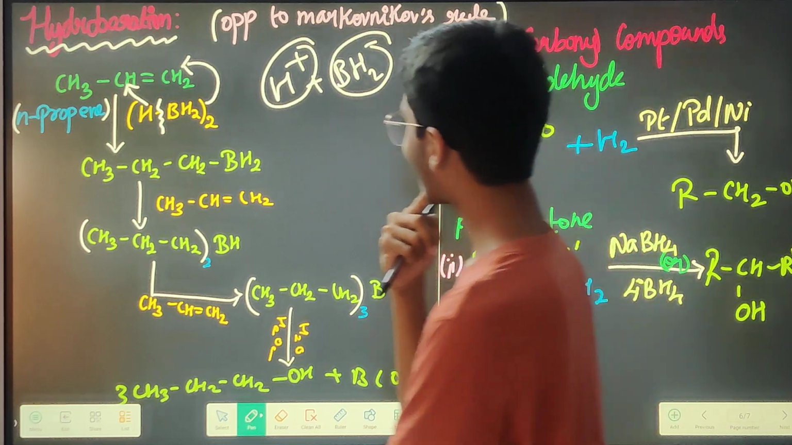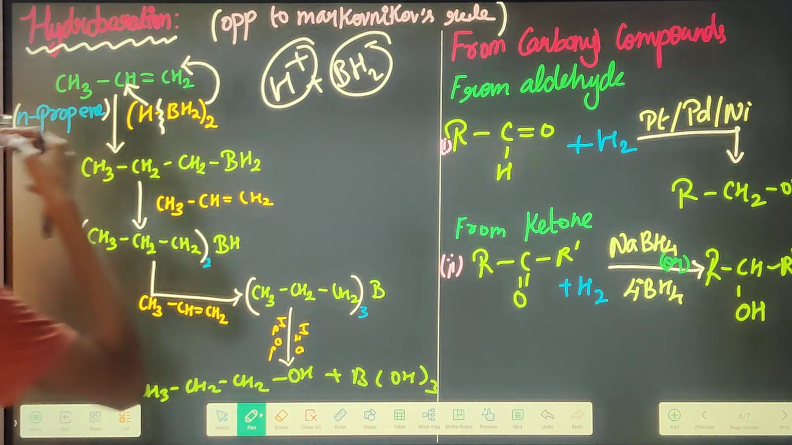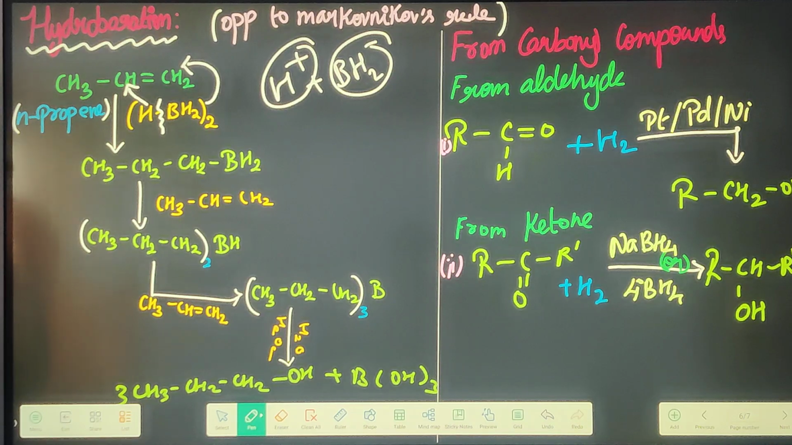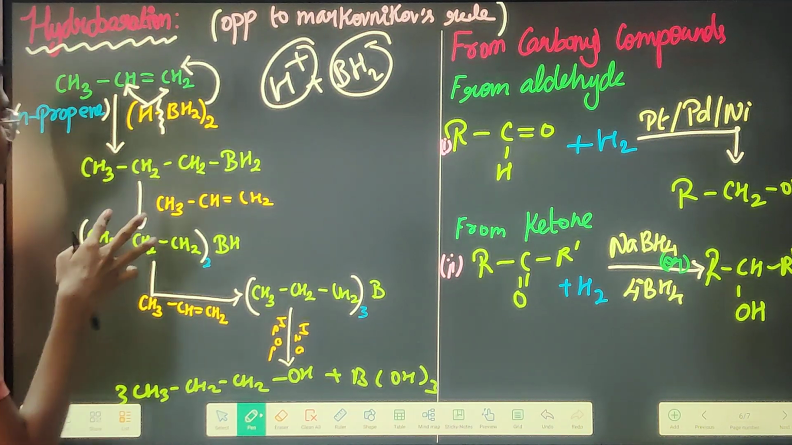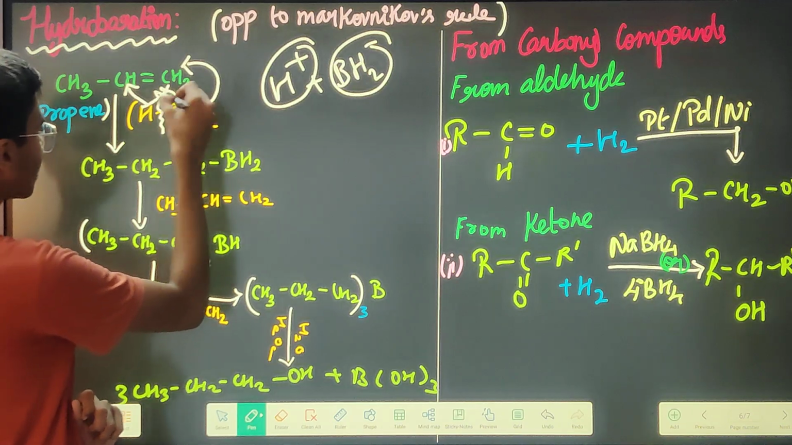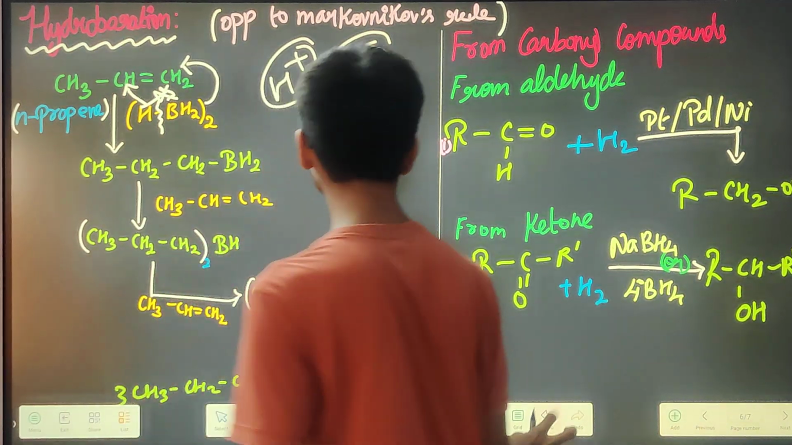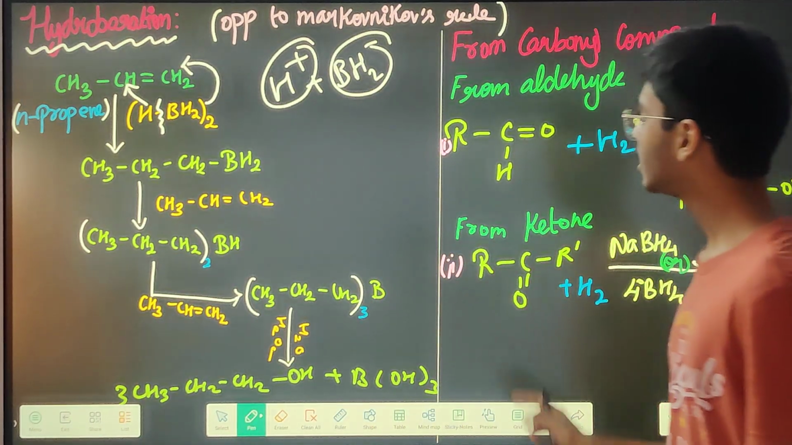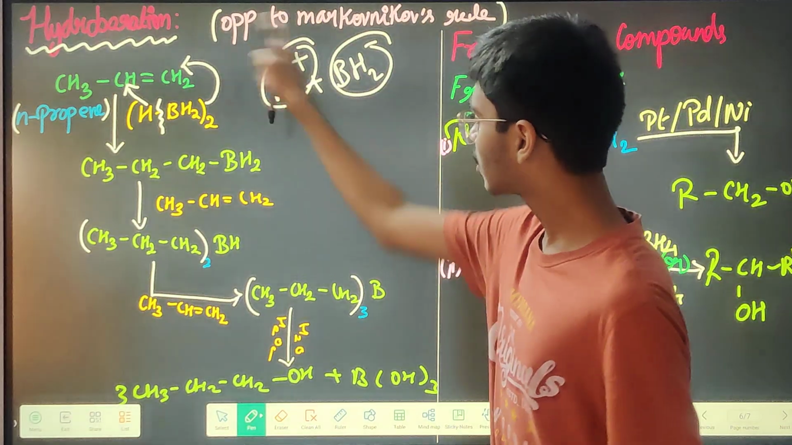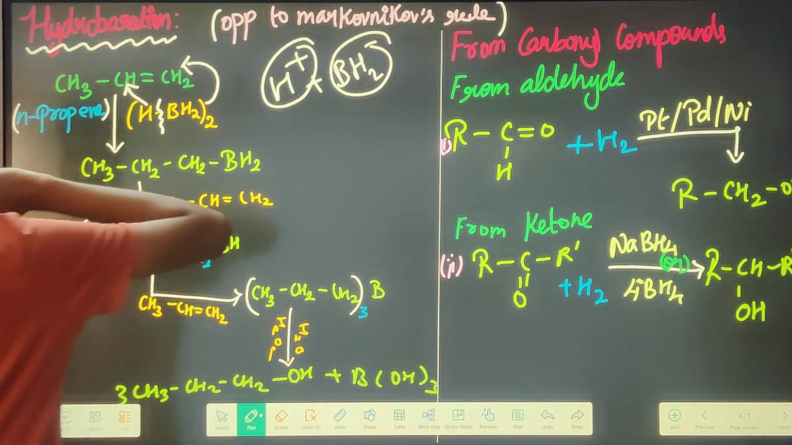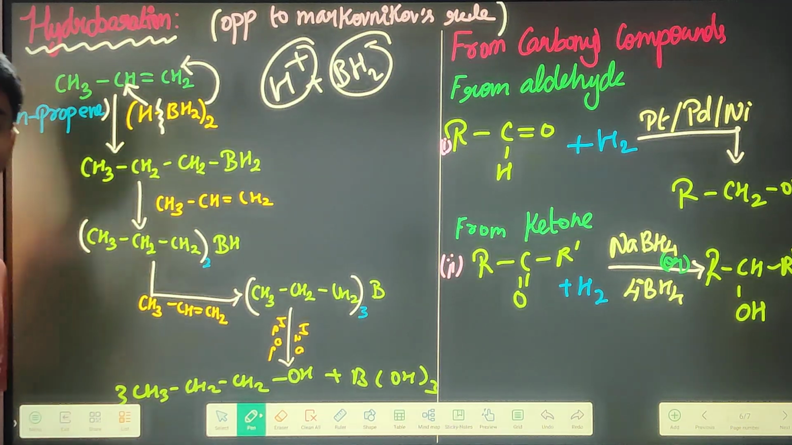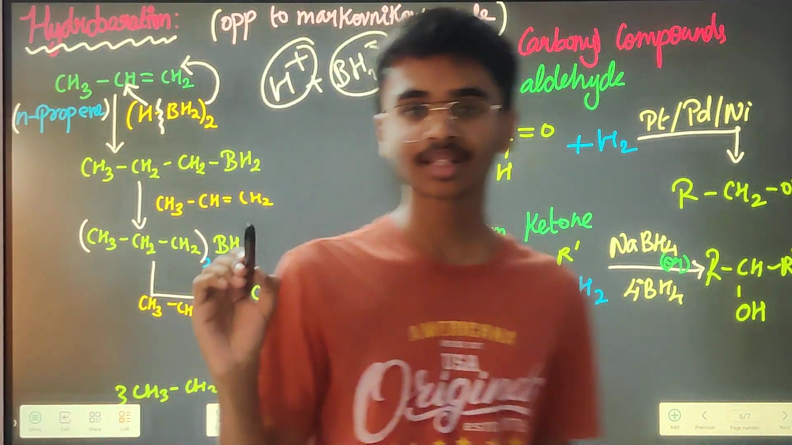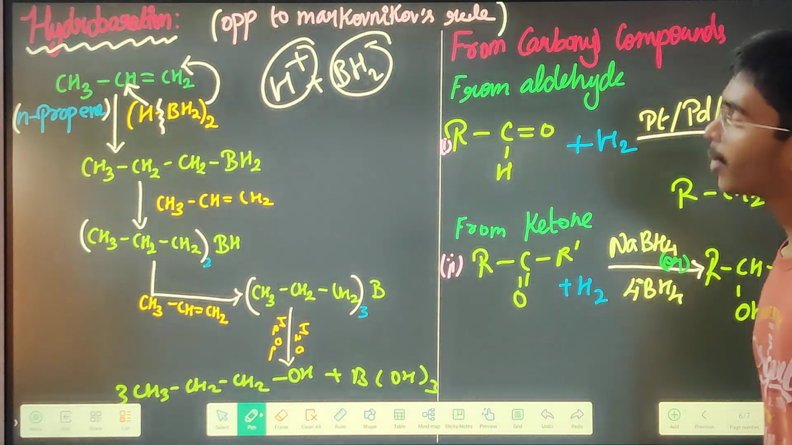Hydrogen will go where? Hydrogen will go to the carbon with the highest number of hydrogens, right? That means hydrogen should go here. But you can see that hydrogen is not going here. Instead, the negative part is going and reacting over here, and this hydrogen is going to the carbon with the least hydrogens. This is completely opposite to Markovnikov's rule.